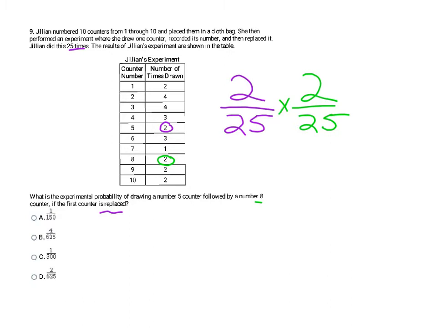So I'm going to multiply them. 2 times 2 is 4. And 25 times 25 is 625. So the probability of picking those is 4 out of 625.